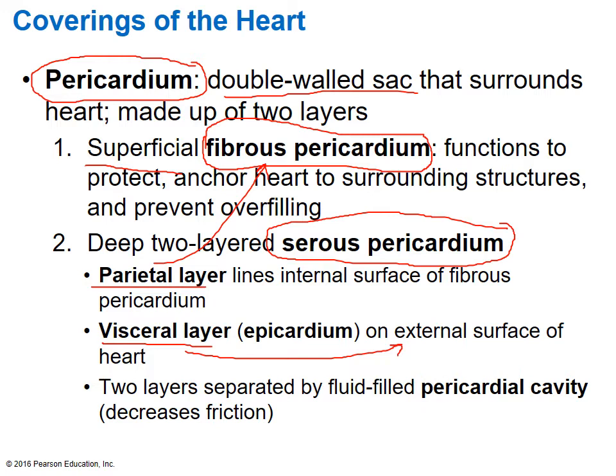This cavity is called the pericardial cavity, and usually there's about 30 ml of fluid that sits in it, and it acts as a lubricant. So it decreases the friction as the heart beats.